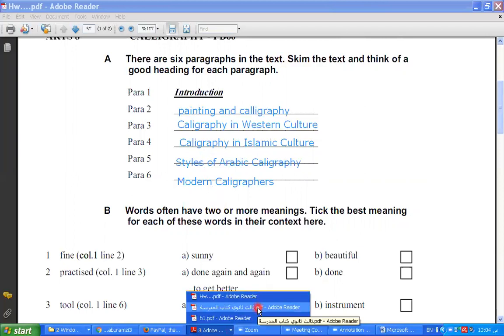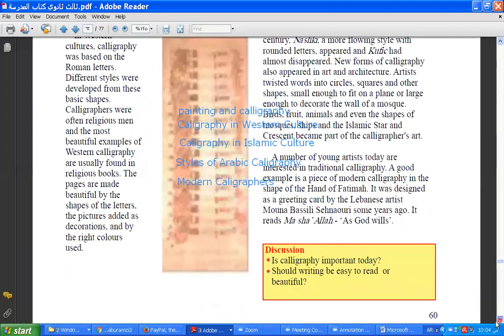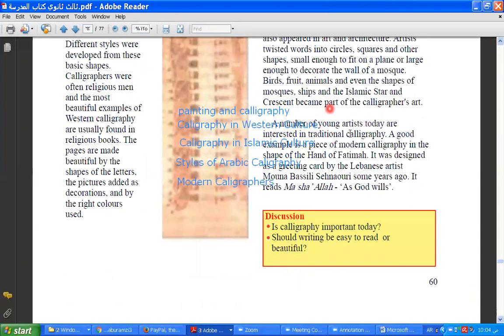So, Abdullah, we are about to finish. We are very close, but before that we need to discuss some questions here, because it's a kind of revision for all of this. I think you got an idea about what the writer wants to say about calligraphy, right? Yes. So, do you think that calligraphy is important today in modern times? Important in art, yes. But as the second question, should writing be easy to read or beautiful? I believe it depends. If it's in a form of teaching and learning, it definitely should be easy rather than beautiful. It's more important.